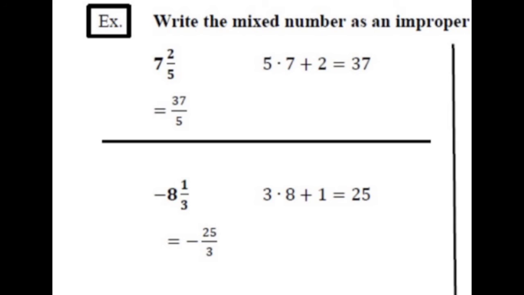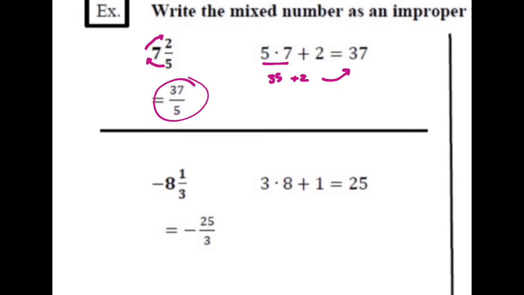All right, so on this 7 2/5, 7 times 5 is 35, right? And then we add 2, and we get 37. So it becomes 37 over 5. You always leave the original denominator.